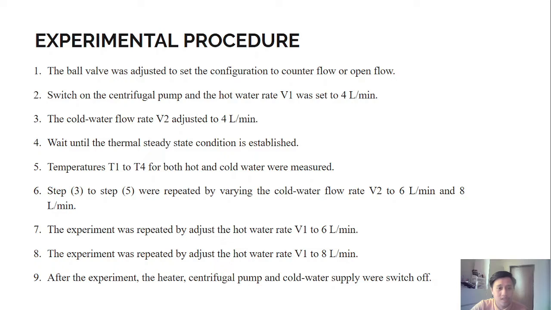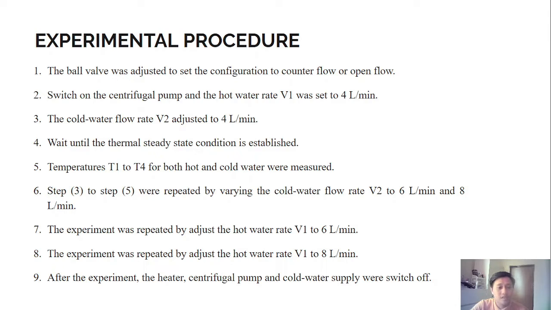For the first step, the ball valve was adjusted to set the configuration to counter flow or parallel flow. For the second step, we must switch on the centrifugal pump, and the hot water flow rate V1 was set to 4 liters per minute. The cold water flow rate V2 was adjusted to 4 liters per minute. Then wait until the thermal steady state condition is established.